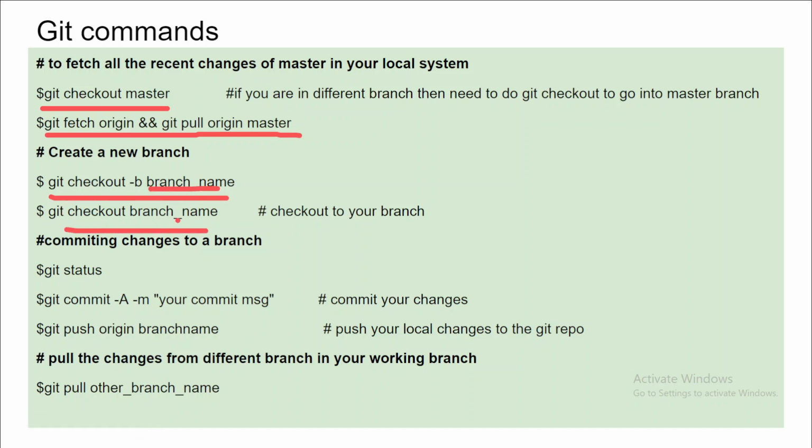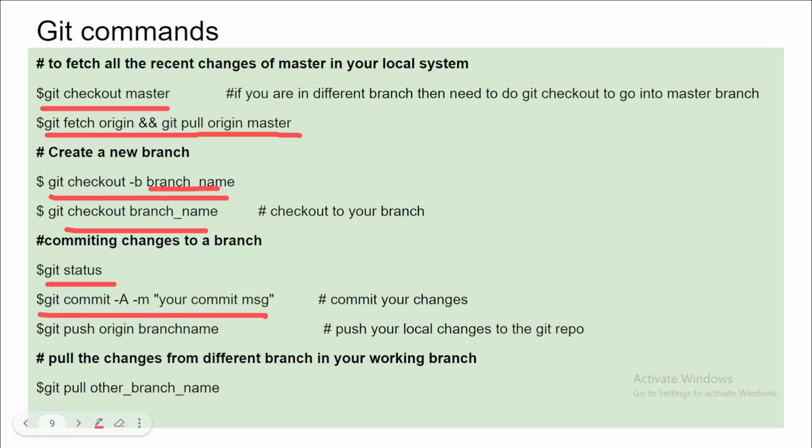I'm switching to this branch. Git status is to visualize the status of the code, like any changes you have made in any files: what modification you made, whether you have deleted any files or folders, added any files or folders, or are doing any modification in the existing files. Git commit.